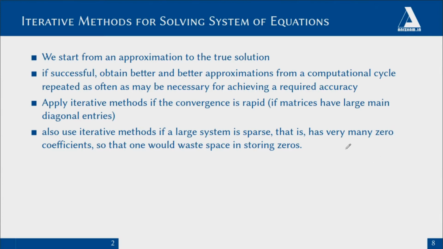Suppose we have a system of equations in which there are 20 variables, and in each of the equations only some, say 3 to 4, variables are present, and the coefficients of all other variables will be 0. In that case, we can go for the iterative methods, since if we represent the coefficient matrix, many of the spaces will be occupied by zeros, which have no use. And if we go for the direct methods, there will be a waste of space for storing all these zeros.